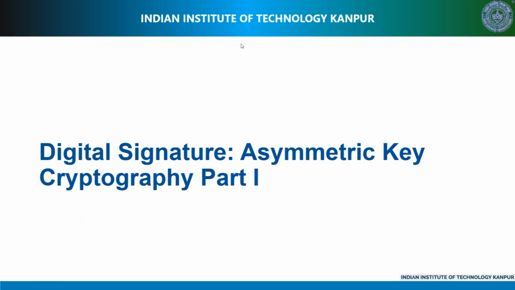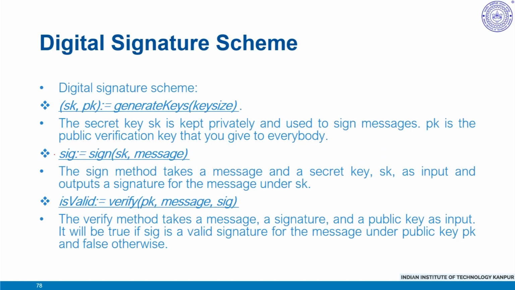In this video, we'll carry on with our discussion of digital signature properties and asymmetric key cryptography. We note that a digital signature scheme consists of the following three important algorithms or methods. The first is the generate key method. This generate key method takes a key size and generates a key pair which includes a private key or secret key SK, which is used to sign the message. So this secret key or private key will be used to sign the message.